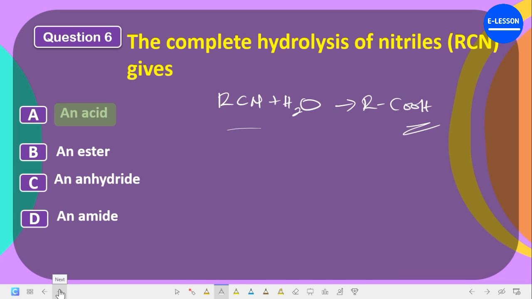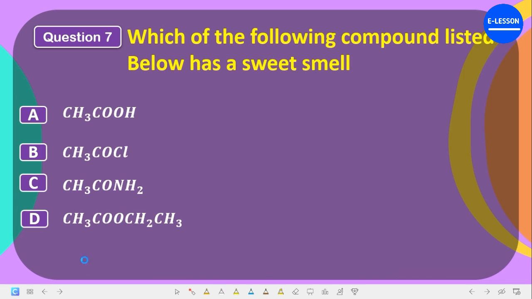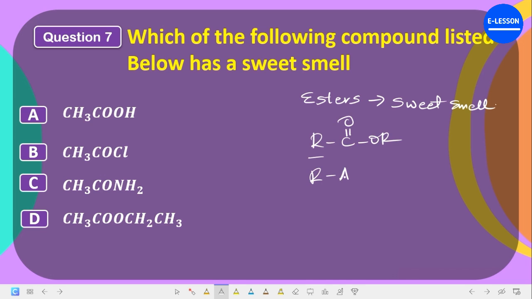Okay, now let's continue. The next one says which of the following compounds listed below has a sweet smell? Now the compounds that have sweet smells are the esters. The esters have a sweet smell. So any of the compounds that is an ester should be the correct answer. Now what are the esters? They have the general formula RCOOR', where R is an alkyl group.